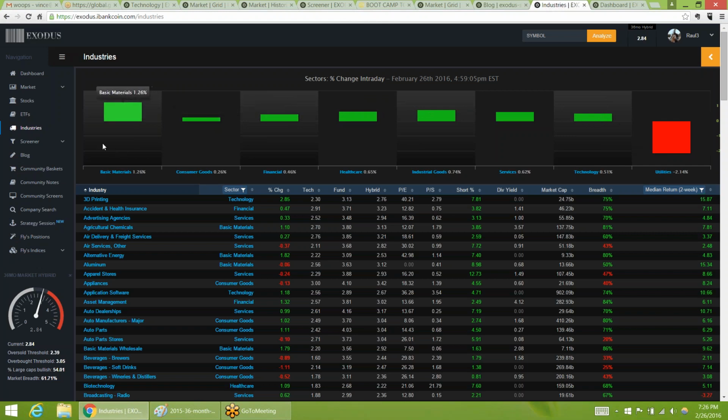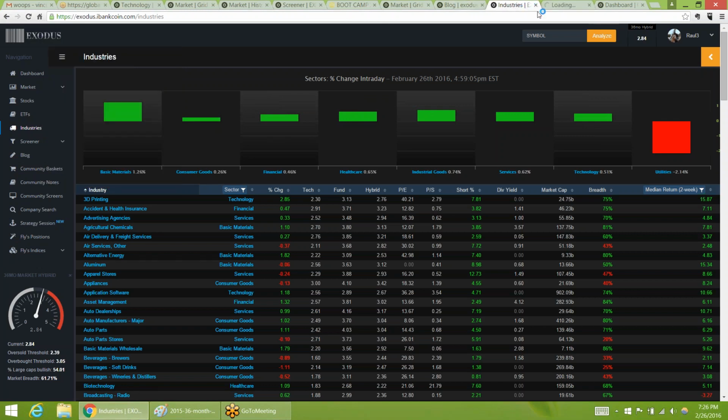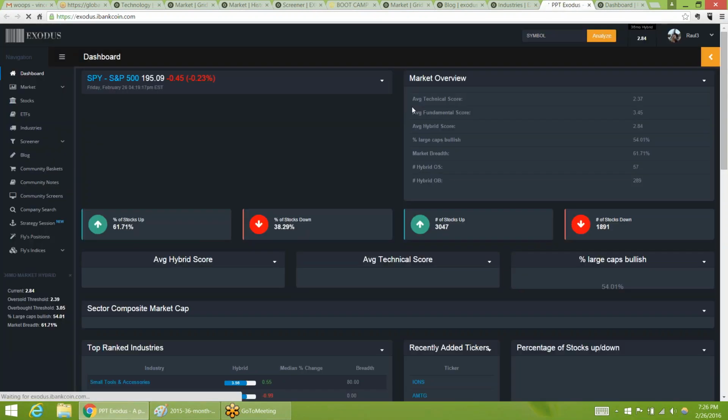And I like to see, if we're rallying, ideally I want to see the financials and tech participating in that move, because they're the two largest sectors. We know that. And if we don't know that, that information is on the dashboard. So let me show you where that's at real quick. I know that because I've seen this a couple times, but let me just show you why financial and tech are the two biggest sectors.